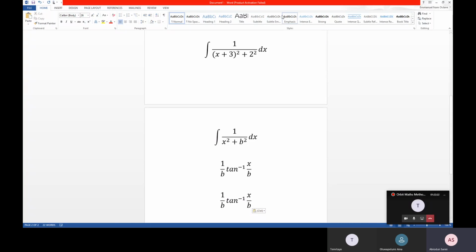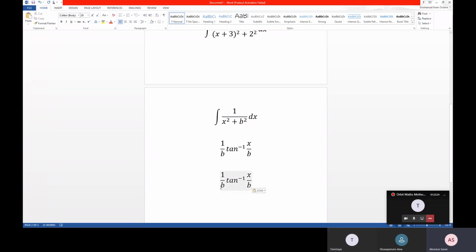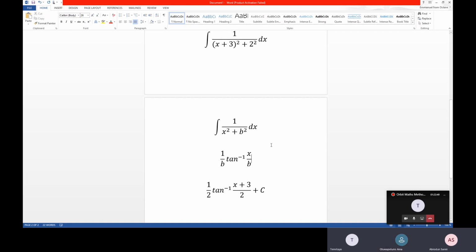So my answer to this problem will now be 1 over b. My b in this case is 2, times arctan of x plus 3, because my x in this case is x plus 3, all over 2. Then you put your integration constant, plus c. Do you understand? So you have to understand all these concepts.